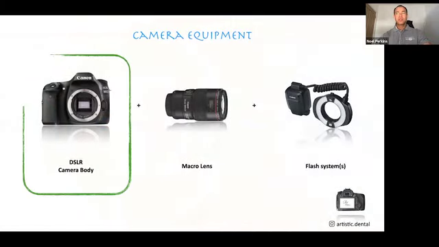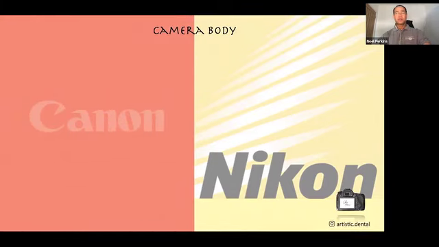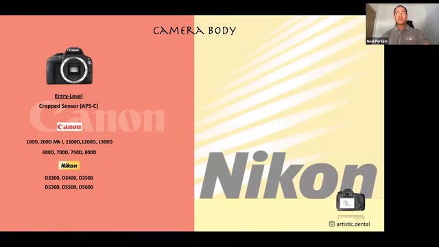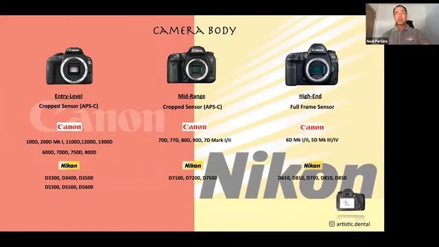All right, so the first thing we'll look at is the digital SLR camera body. Now, this camera is Nikon, Sony, Olympus. Most people will be Canon and Nikon. It's about 50-50. You've got 3 grades of digital SLR cameras: entry level, mid-range, and high-end. There are some cameras beyond this high-end as well. But for dental photography, you want to be sticking with either mid-range or entry level.